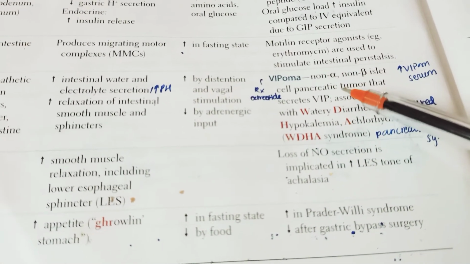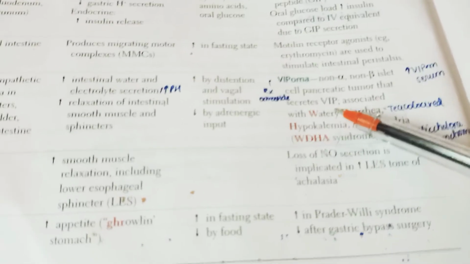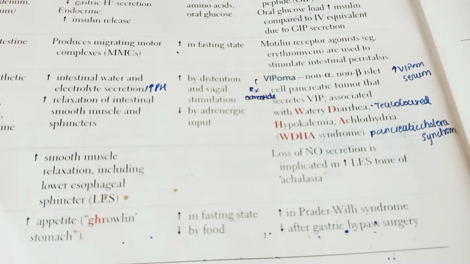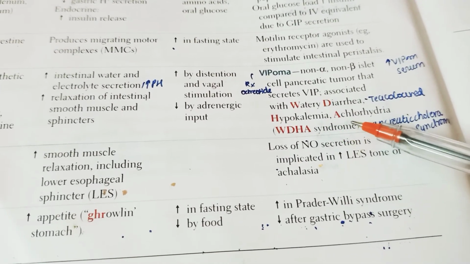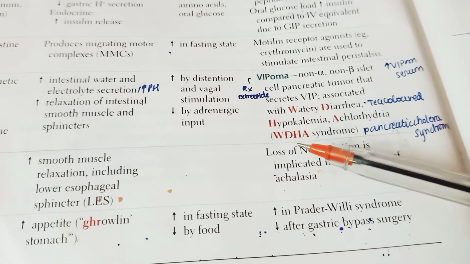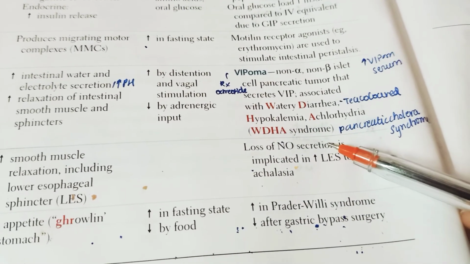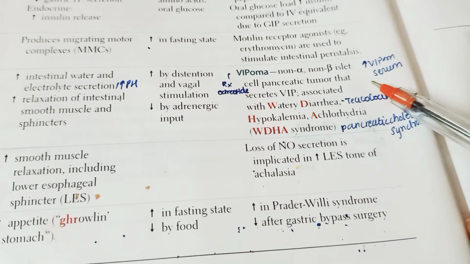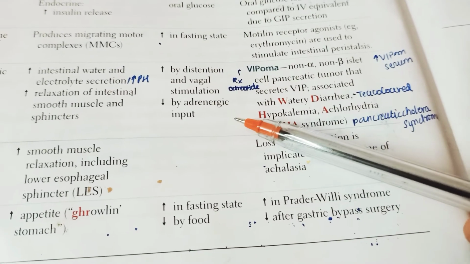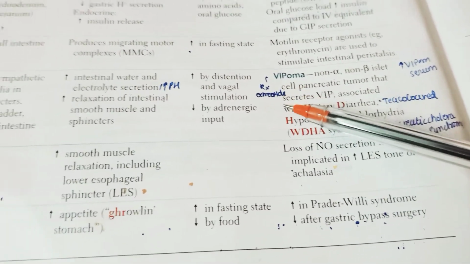VIPoma is a non-alpha, non-beta islet cell pancreatic tumor that mainly secretes VIP, and it is associated with watery diarrhea, that is tea-colored diarrhea, and it causes hypokalemia and achlorhydria. This is WDHA syndrome, also called pancreatic cholera syndrome. VIP is increased in the serum, and treatment for VIPoma is octreotide because it is a somatostatin analog. It inhibits all these functions.